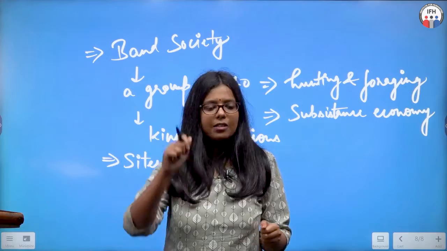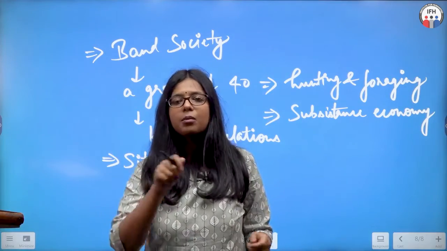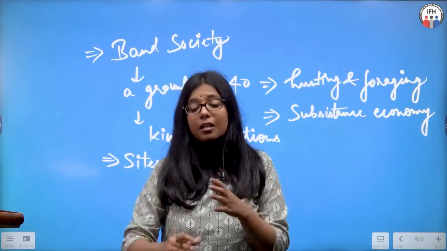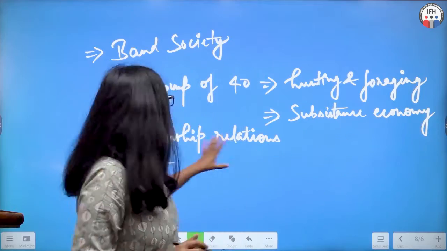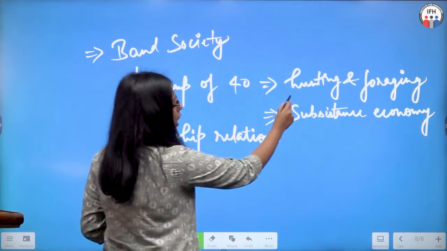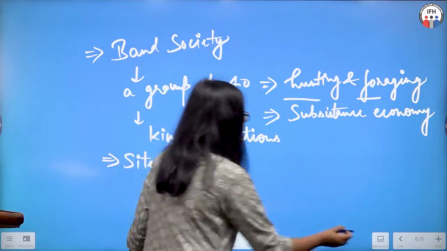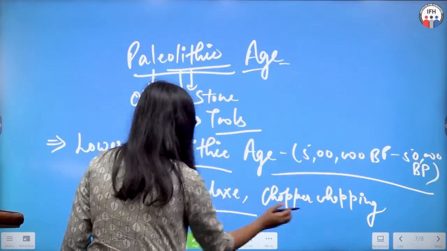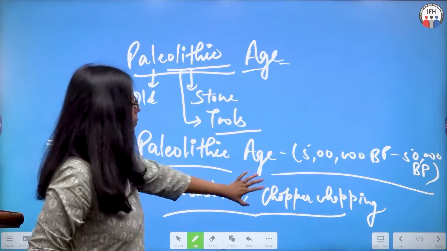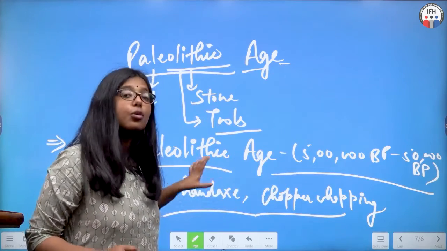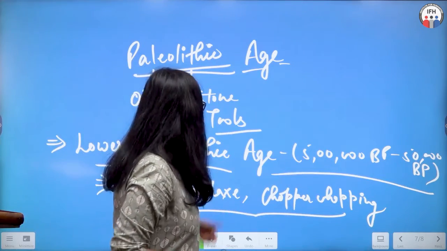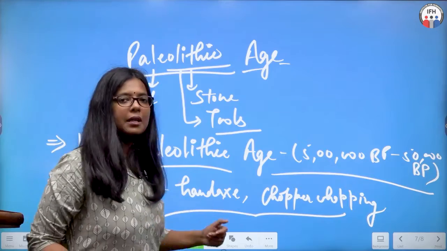For example, they have hunted, so they need to cut the animal, they need to scrape the skin. So for all these things, they made tools for hunting, for foraging, for scraping the animal skin, for cutting it. They used tools. These tools are chopper chopping and hand axe tools. We'll look at those tools in a bit.